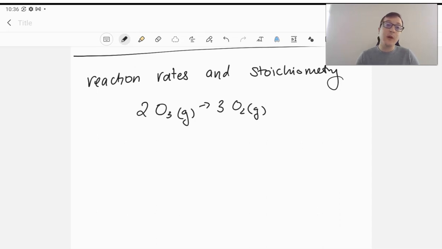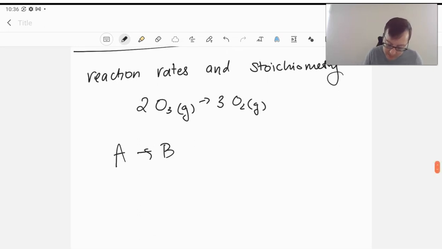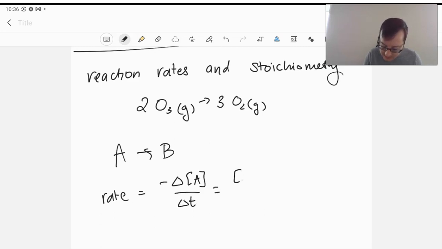When we're considering the rates of concentration, either depletion or increasing, as reactants are consumed and products are created, it's important that we know how to relate them together. Previously, when we've looked at our reaction A goes to B, we saw that the rate was the negative change in A over time, which was the same thing as the positive change in B over time.